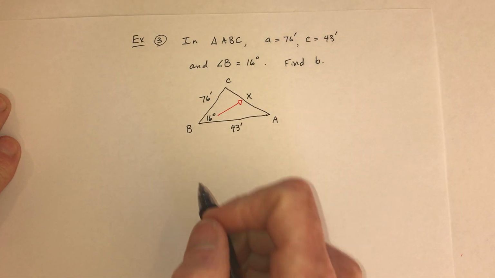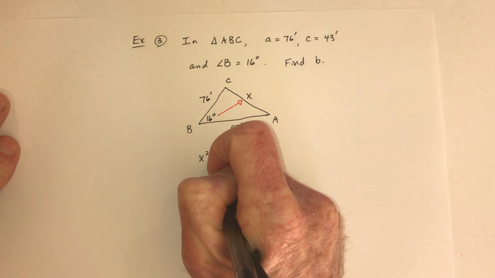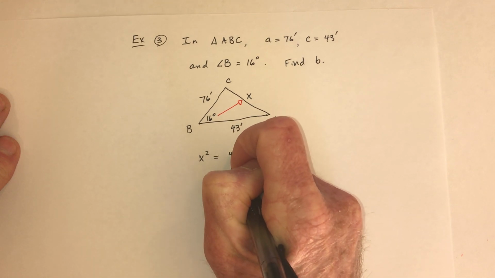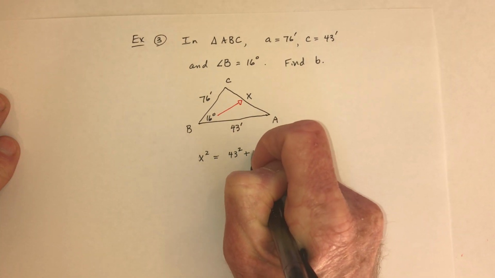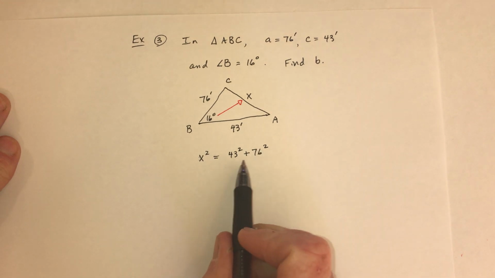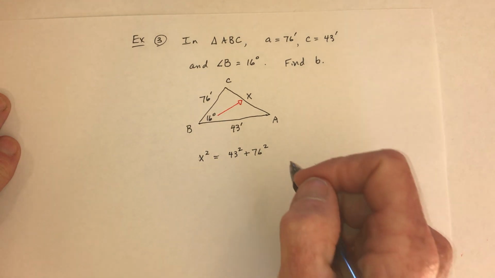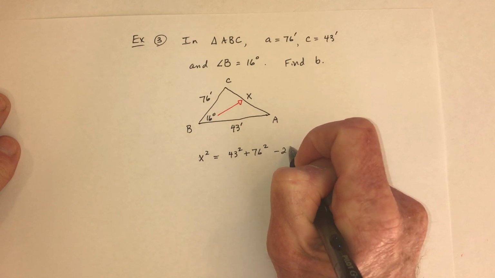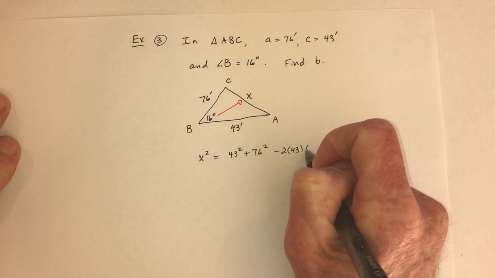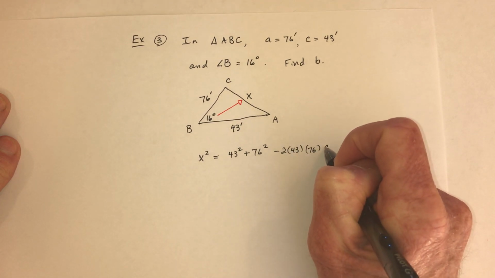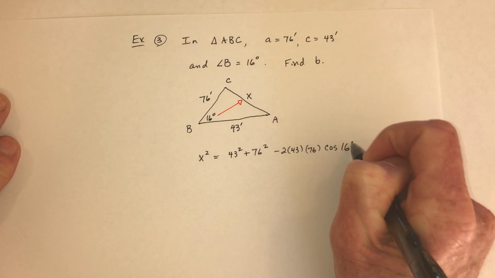So the formula is going to start with x squared equals 43 squared plus 76 squared. The order of these doesn't matter, as long as you get them both in there. Minus 2 times the 43 times the 76, and then take cosine of the 16 degrees.